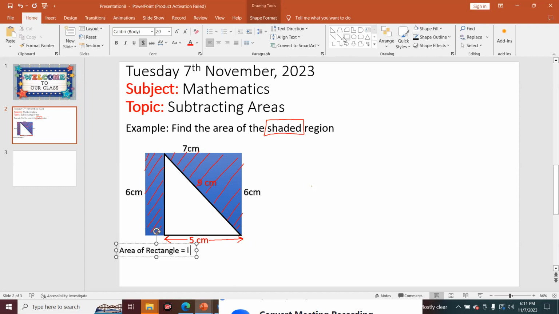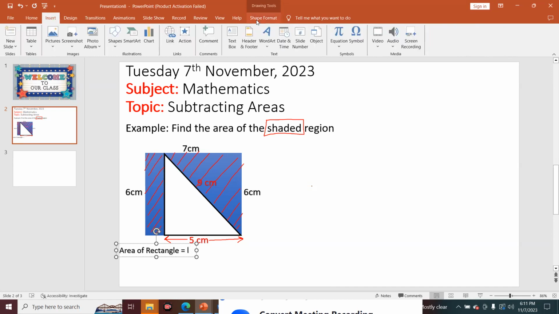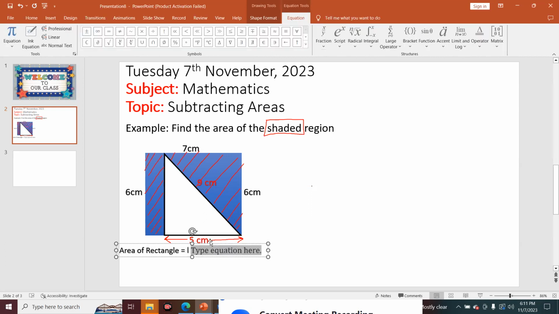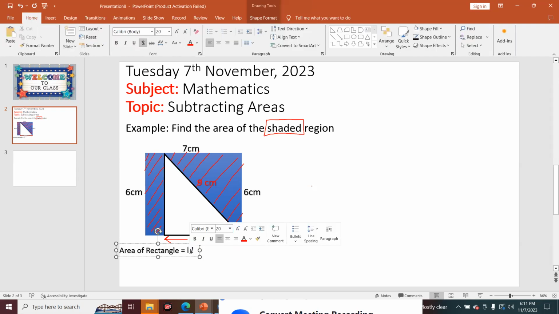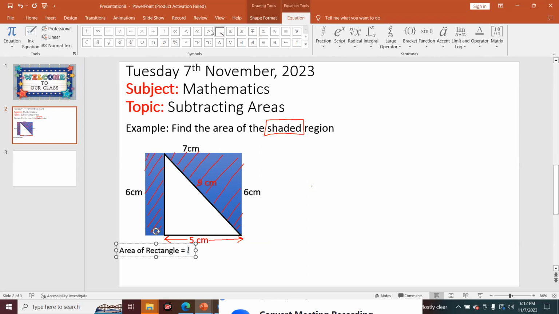What is the length of the rectangle? 7. Say it again. Would it be 7? Who said that? Dion. Dion, you sound different. What happened? Nothing. So length multiplied by what? Width.